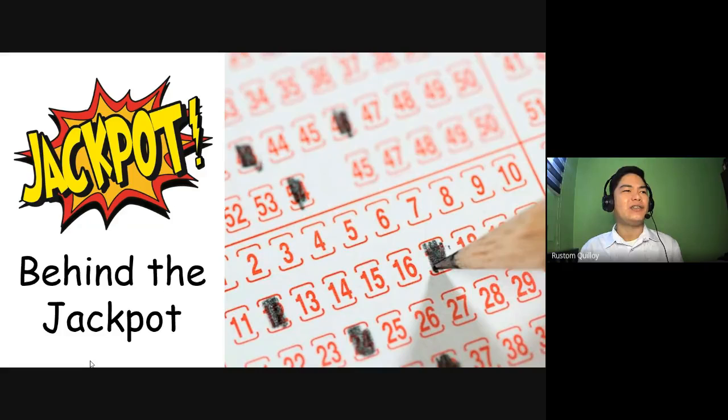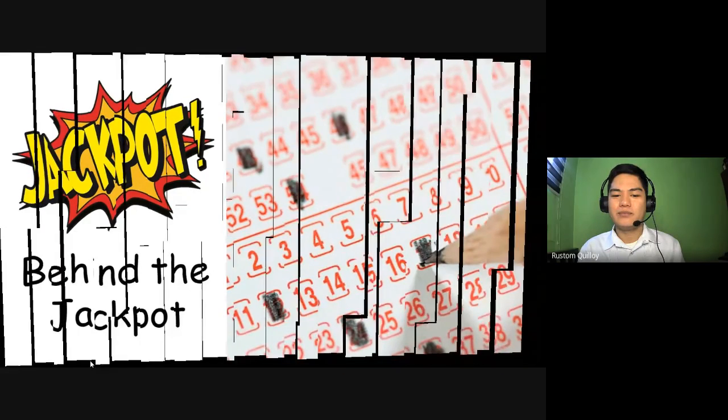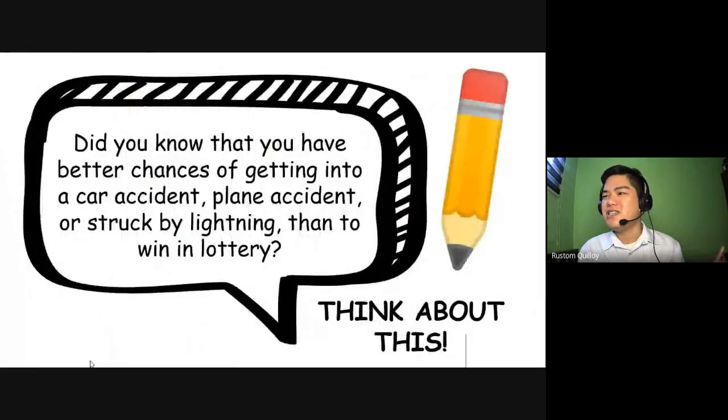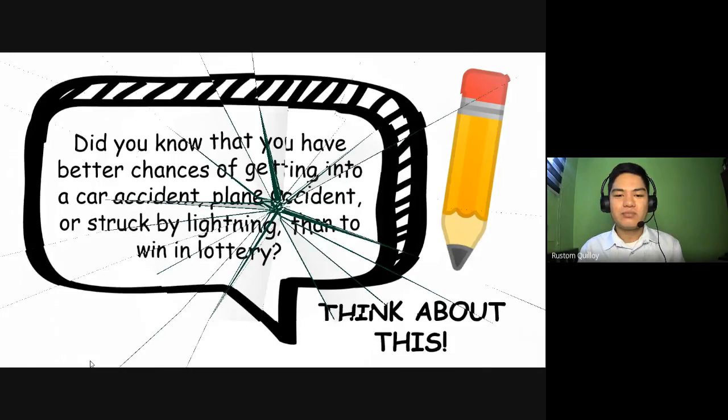So, i-apply natin yung concept ng combination para malaman natin yung tsansa natin, kung gaano kalaki ba yung tsansa natin na manalo sa loto. Magagawa nyo lang yung kanina kung kayo ay mananalo sa loto. So, did you know that you have better chances of getting into a car accident, plane accident, or struck by lightning than to win in lottery?